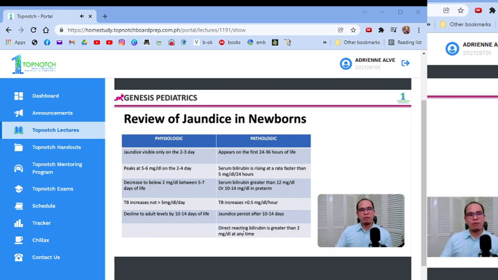Then they forget the most important fact, which is what? In that case, the baby has sepsis. Okay? So the baby is not well. May infection siya. If you have an infection, it will cause jaundice. So probably for that baby, that is pathologic jaundice. Is that clear? So I hope that's clear.